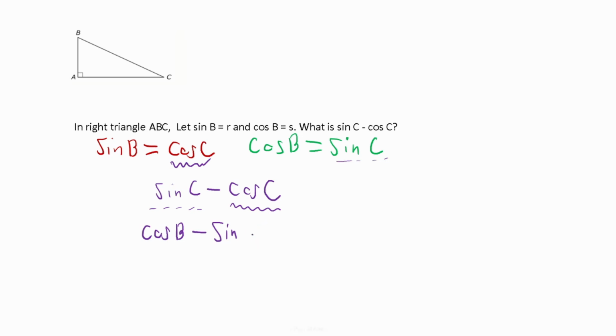And why do we want to swap these out? Because then we could use what they're equal to in our original, where it says let sine of B equal R and cosine of B equal S. Because we just said cosine of B is equal to S, so we could put S minus the sine of B is equal to R, so it's going to be S minus R, and there is our final answer. It's going to be S minus R. All we did was we swapped things out using properties that we learned in the past.